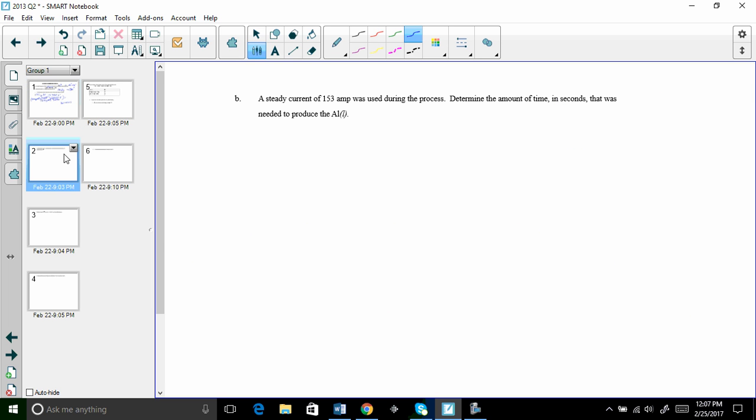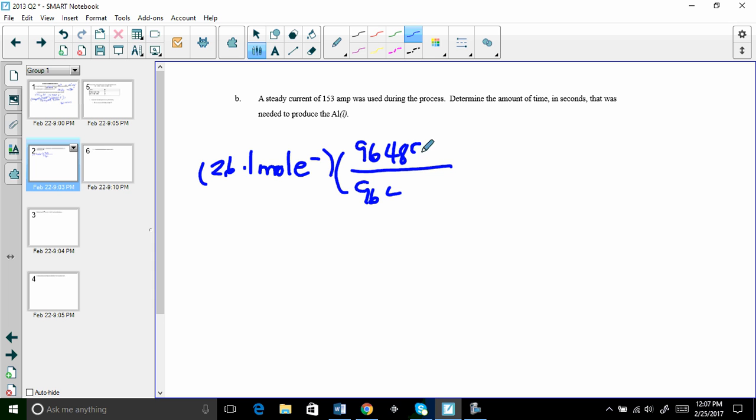All right, next question. A steady current of 153 amps was used during the process. Determine the amount of time in seconds. I would just take your answer from question A, even though I don't think the sig figs will be right. You have 26 moles of electrons. Well, we know that there's 96,485 coulombs per mole of electrons. So now we're in coulombs.